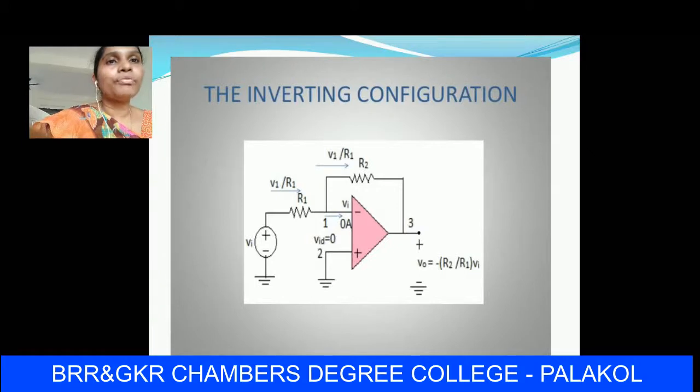Here, considering the virtual ground concept, the voltage at terminal 1 is equal to the voltage at terminal 2. Therefore the difference is equal to 0. Here Vd is nothing but the difference voltage. And likewise the current is also 0 at terminal 1. So finally the output is V0 is equal to minus R2 divided by R1 into Vi. This is the gain of a negative feedback differential amplifier.